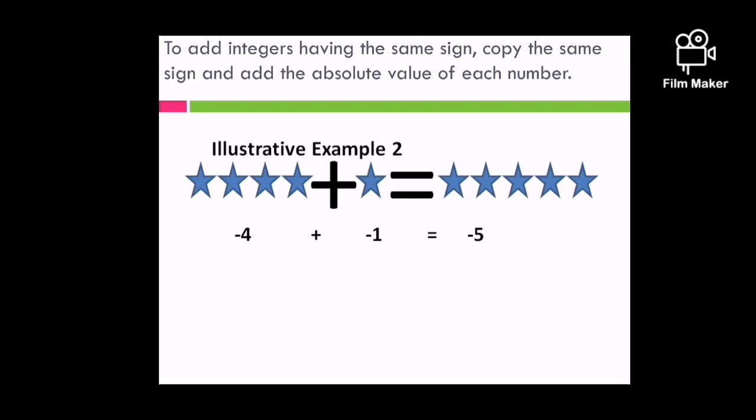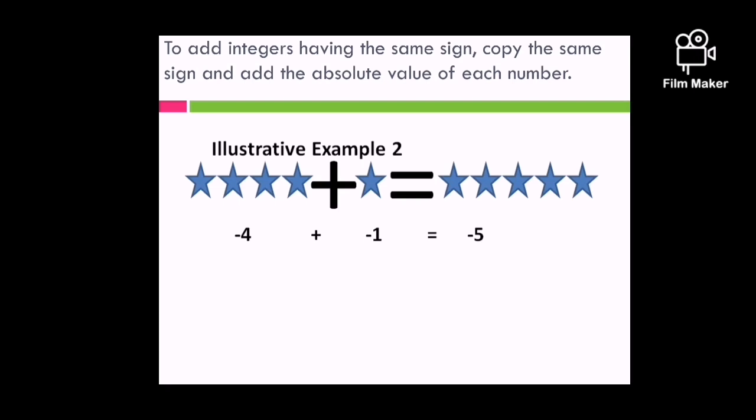So kung makikita nyo yung star, 4 na blue stars plus isang blue star, which means negative. Pag pinagsama, there are 5 blue stars, which is negative 5. Katumbas na ay negative 5. So, madaling sabi, kapag magkaparehong negative ang pagsasamahin natin, the answer will be negative 5.